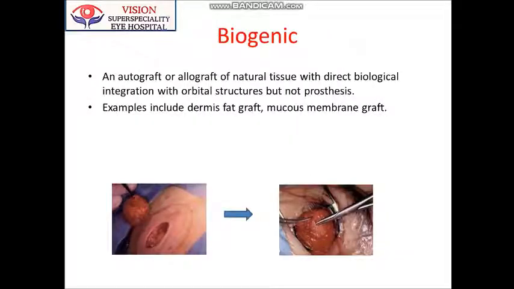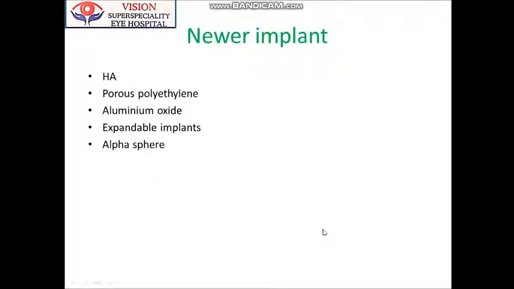A biogenic implant is an autograft or allograft of natural tissue with direct biological integration with orbital structures but not with the prosthesis. Examples include dermis fat graft and mucous graft. This is an example of a dermis fat graft, which can be seen, which is obtained from a body part and inserted into the orbit. Newer and commonly used implants are hydroxyapatite, porous polyethylene, aluminium oxide, expandable implants, and alpha sphere.